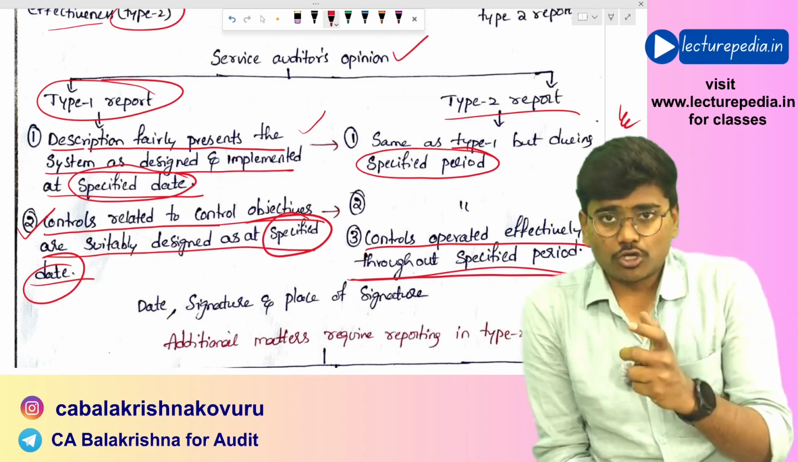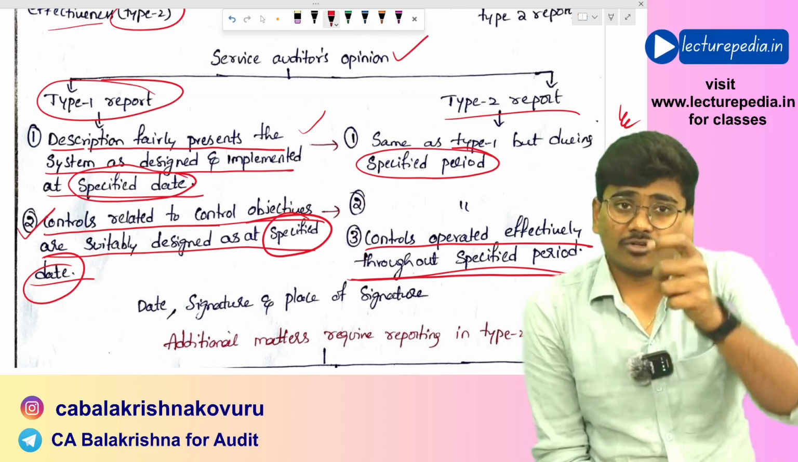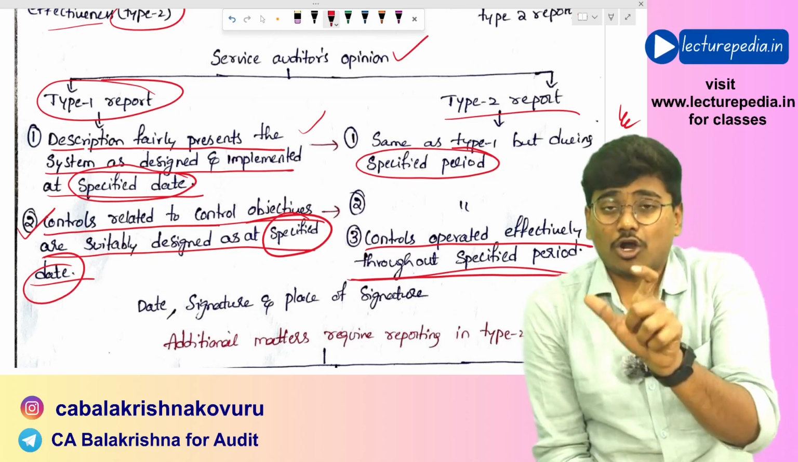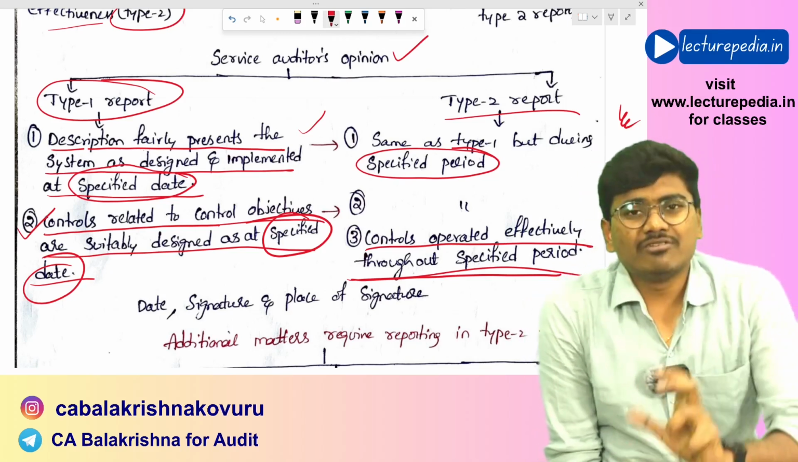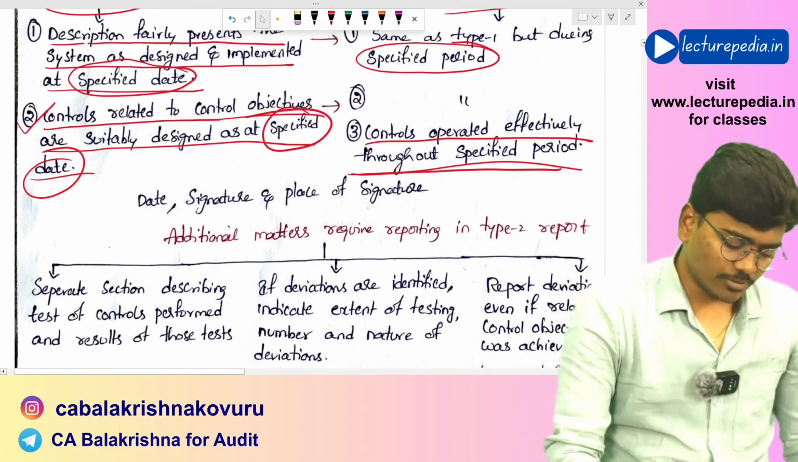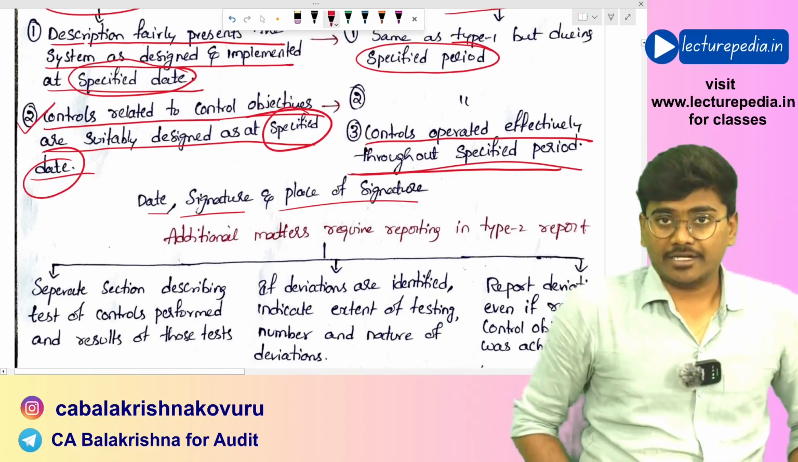If in the scope of the auditor, operating effectiveness of controls is also there, then the auditor will give type 2 report. If operating effectiveness of controls is not there in the scope of the auditor, then he will give type 1 report. Hope that is clear. And obviously there will be date, signature and place of signature. By that the audit report will end.